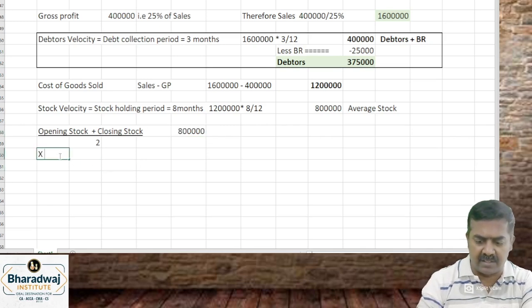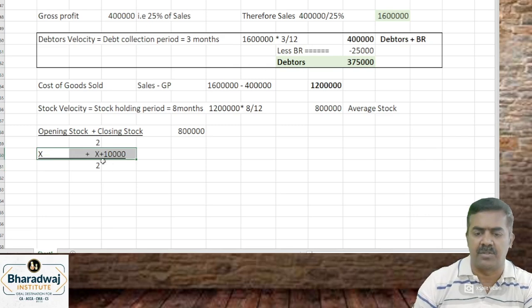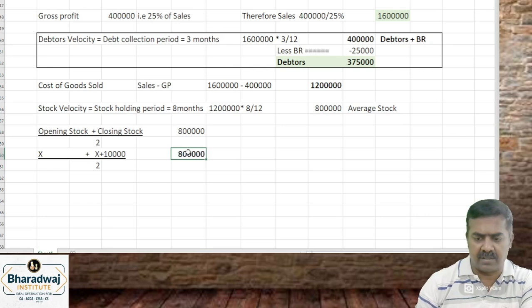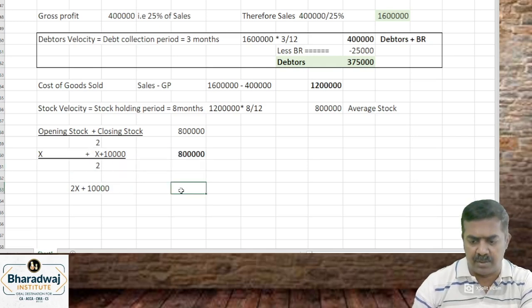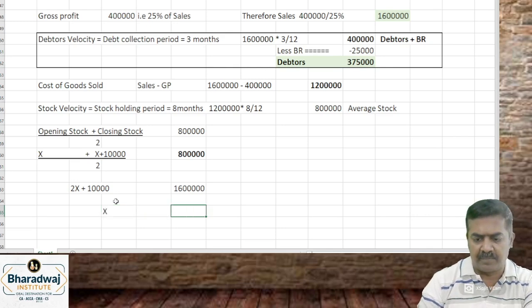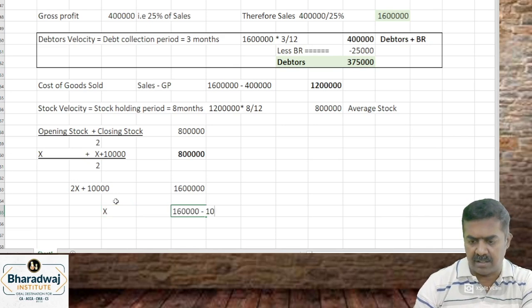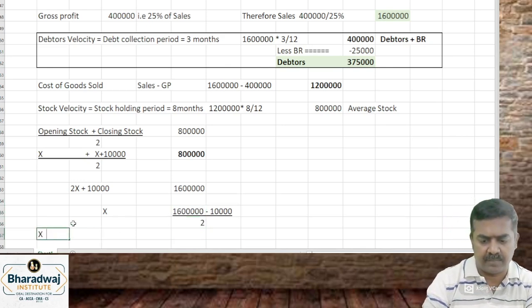பரவாயில்லை. Opening stock X வச்சுட்டா closing stock will be X plus 10,000, divided by 2. If you solve it you will get the value of the stock. X plus X, 2X plus 10,000 is equal to 8 lakhs into 2, that is 16 lakhs. So 2X will be 16 lakhs minus 10,000, divided by 2. What is the value of X? 95,000.